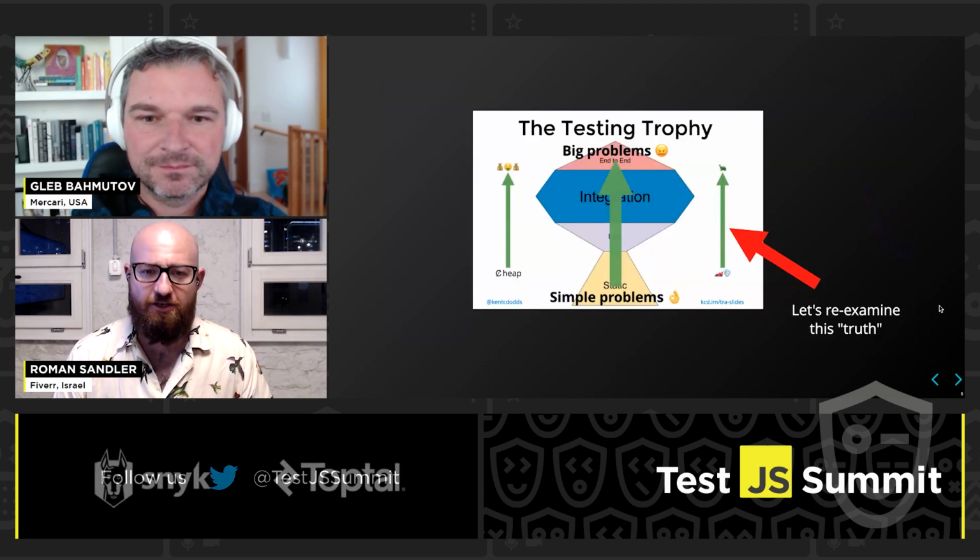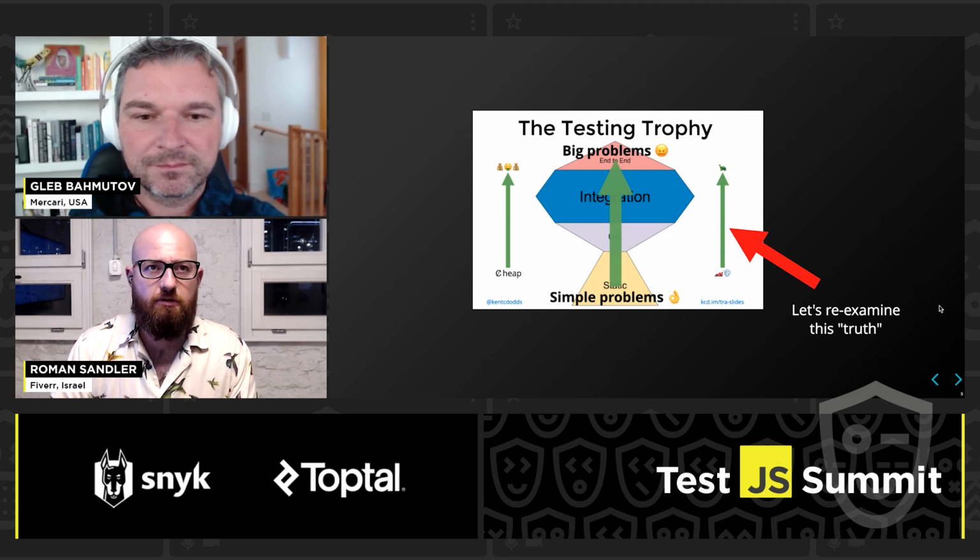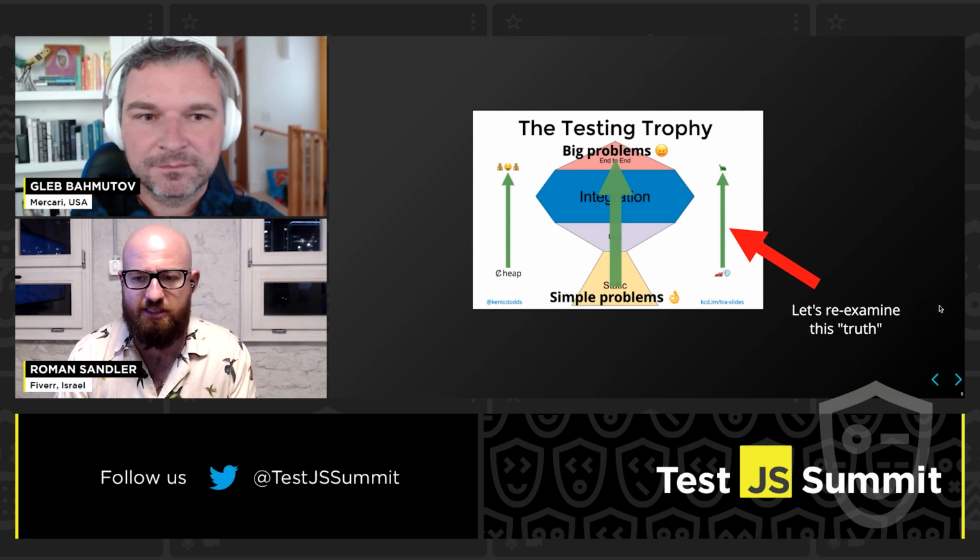It's something that we don't like to hear because we just want to get the answer. We want a definitive answer. But unfortunately, I think that giving any definitive answer on this question might be misleading and essentially not true. So how about we re-examine this idea, this truth that lower level means fast and cheap, higher level means slow and expensive. How about you take it away, Gleb?